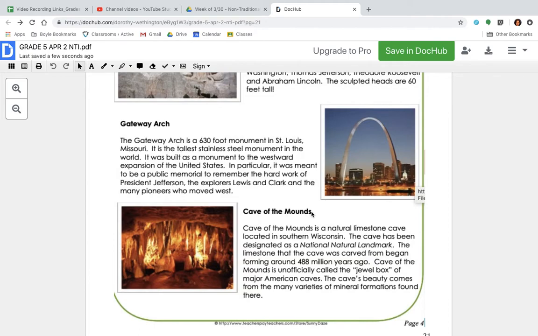Cave of the Mounds. Cave of the Mounds is a natural limestone cave located in southern Wisconsin. The cave has been designated as a National Natural Landmark. The limestone that the cave was carved from began forming around 488 million years ago. Cave of the Mounds is unofficially called the Jewel Box of major American caves. The cave's beauty comes from the many varieties of mineral formations found there.